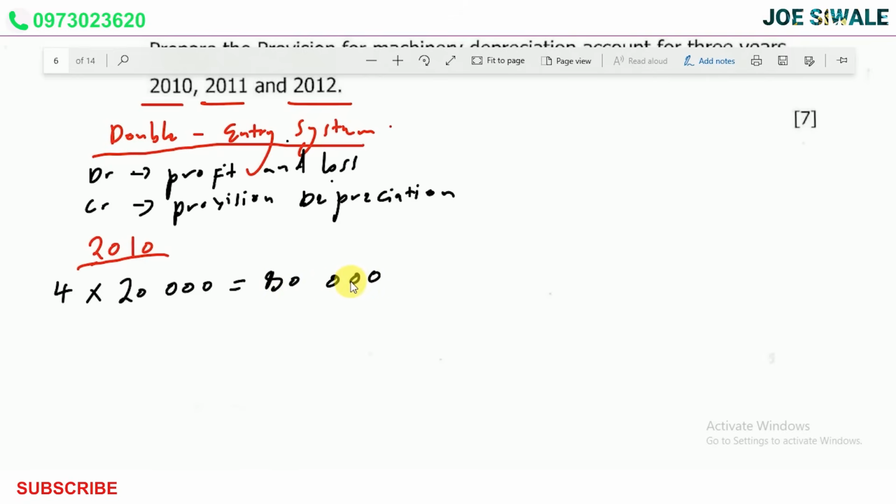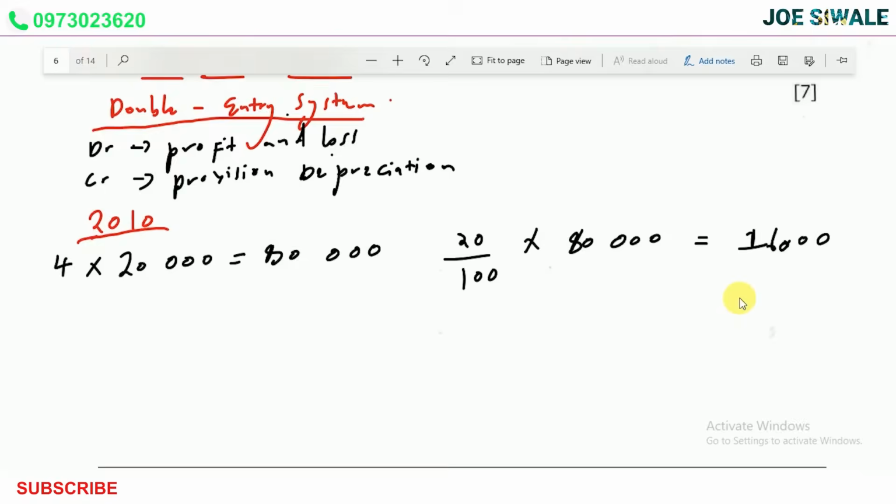And to calculate depreciation for the 4 machines in the year 2010, we're just going to say 20 divided by 100 multiplied by 80,000. And our answer there is going to be 16,000. So 16,000 is the amount of depreciation that we are going to record in the year 2010. So let us record that in our books.